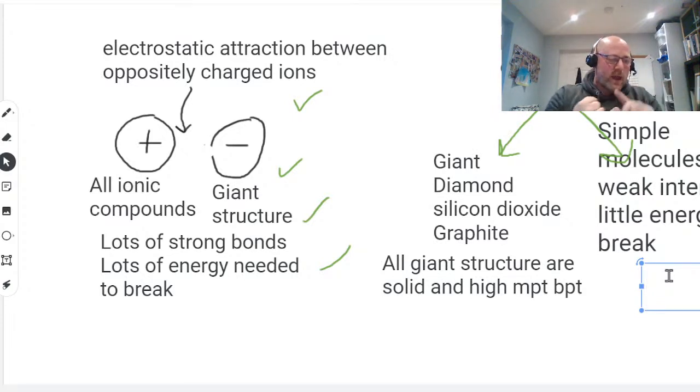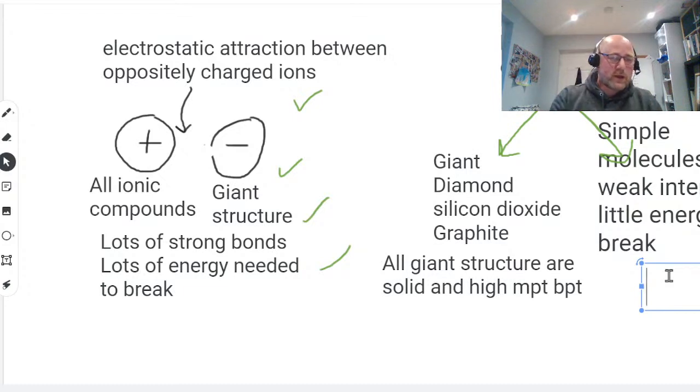So the moment they ask you a question saying, why does this have a low melting point? That's your answer, that's the mark scheme. Simple molecule, weak intermolecular forces, little energy to break. Comes up nearly every year, but they could ask it like, why is carbon dioxide a gas? It's a simple molecule, weak intermolecular forces, little energy needed to break or overcome the forces. Okay, so if they say, why does this have a low melting point? It's exactly the same answer every year.